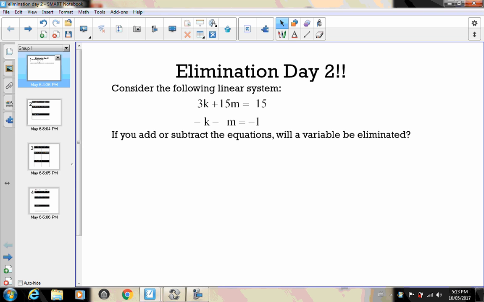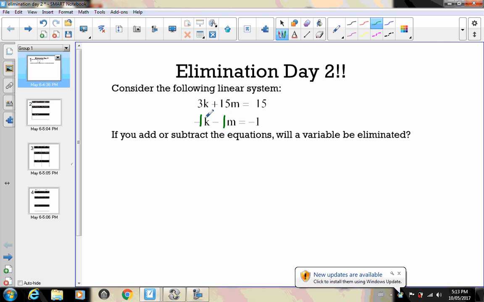So from yesterday's lesson, we were always looking at the number in front of the variables. Again, just to remind you that when there's no number in front of a variable, it means 1. So that's saying negative 1k and negative 1m. If I look at any of the k coefficients here, I have a 3 and a 1. Those are not the same. Then I can look here at the 15m and negative 1m. Are any of those the same? No, they are not. So right now we cannot use elimination.